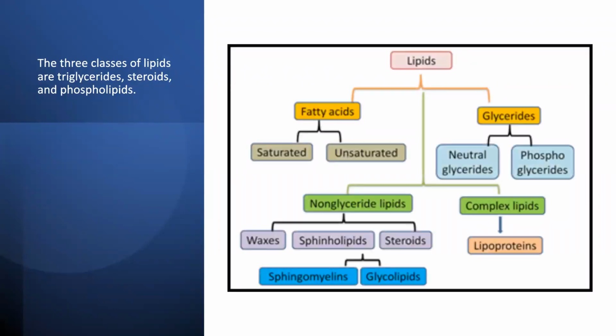If we are going to break down the lipids, we have fatty acids and glycerides. The fatty acids can be further saturated and unsaturated. Glycerides can be the neutral glycerides or the phosphoglycerides. And third, the lipids can be non-glyceride lipids or the complex lipids. Complex lipids can be lipoproteins and non-glyceride lipids such as waxes, sphingolipids, steroids, sphingomyelins, and glycolipids. So as this chart is showing us, these are all the names of the lipids.